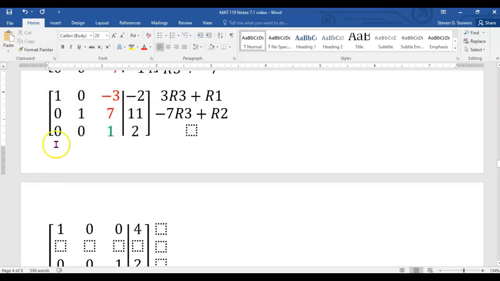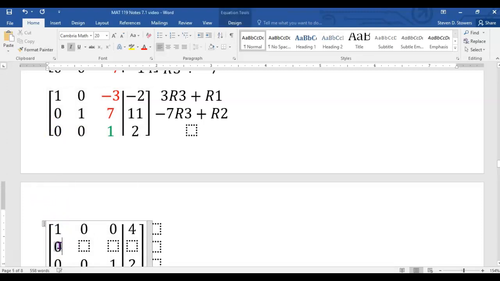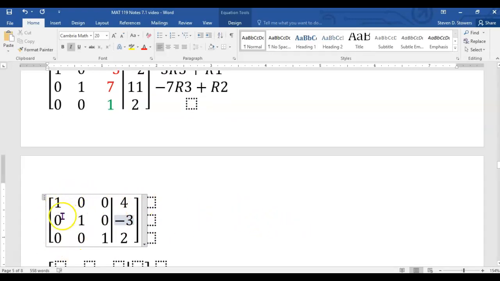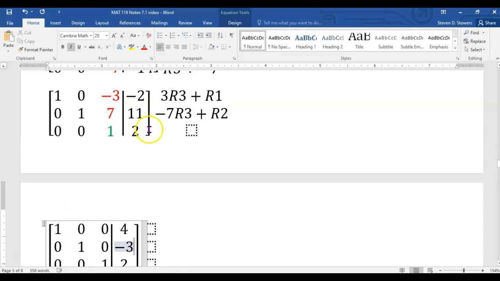So as we go across, we take -7 times 0 is 0 plus 0 is 0. -7 times this 0 would be 0 plus this 1 would be 1. -7 times 1 is -7 plus 7 is 0. And -7 times 2 is -14 plus 11 is -3. Notice that we did not mess up anything in these first two columns. We didn't undo any of the work we'd already done by what we were doing here.